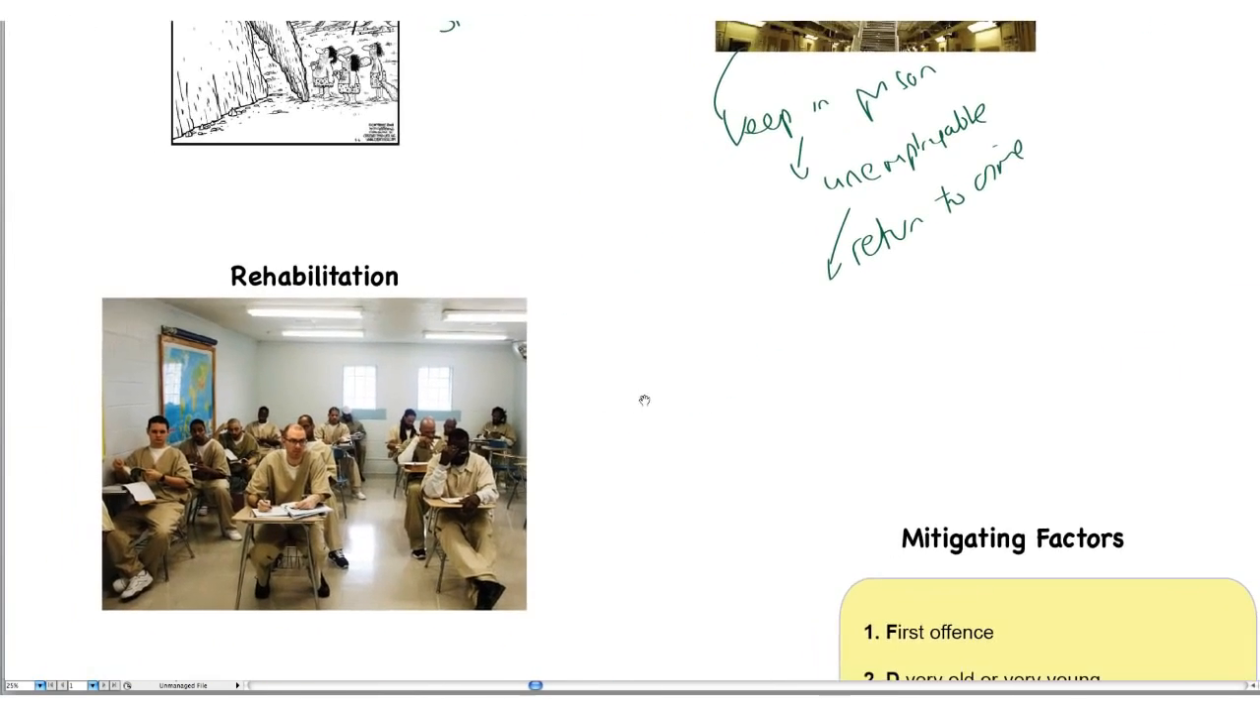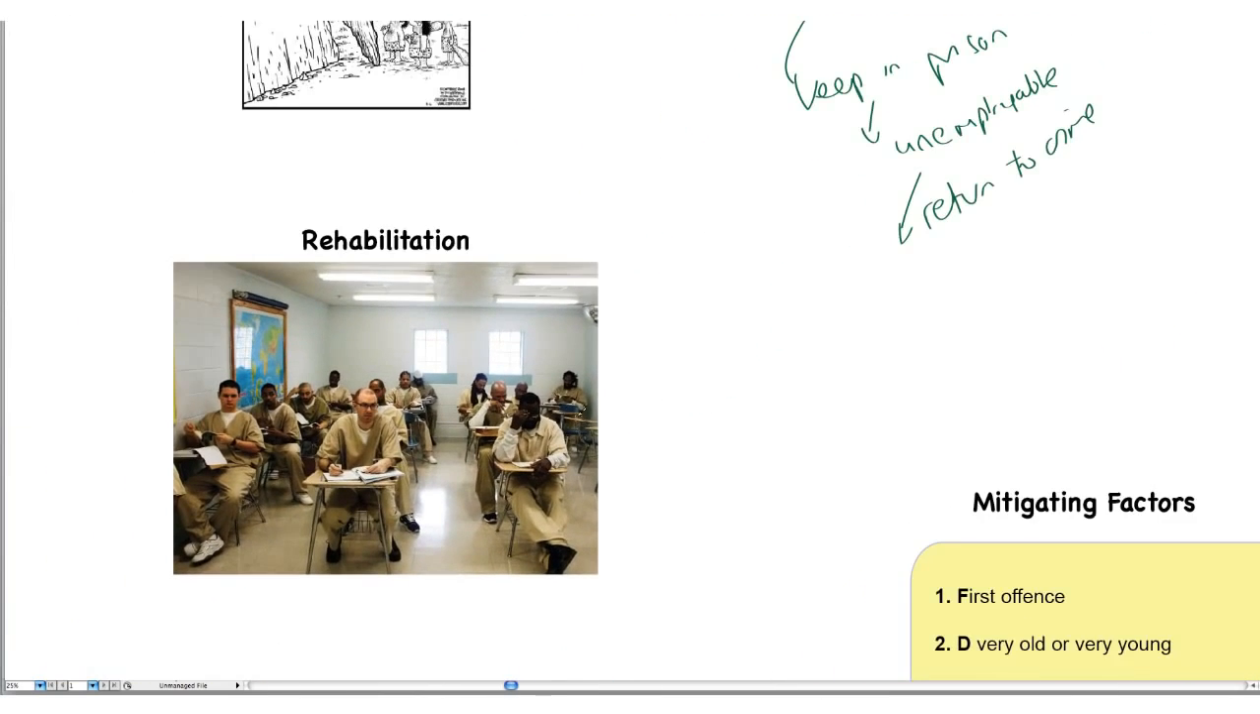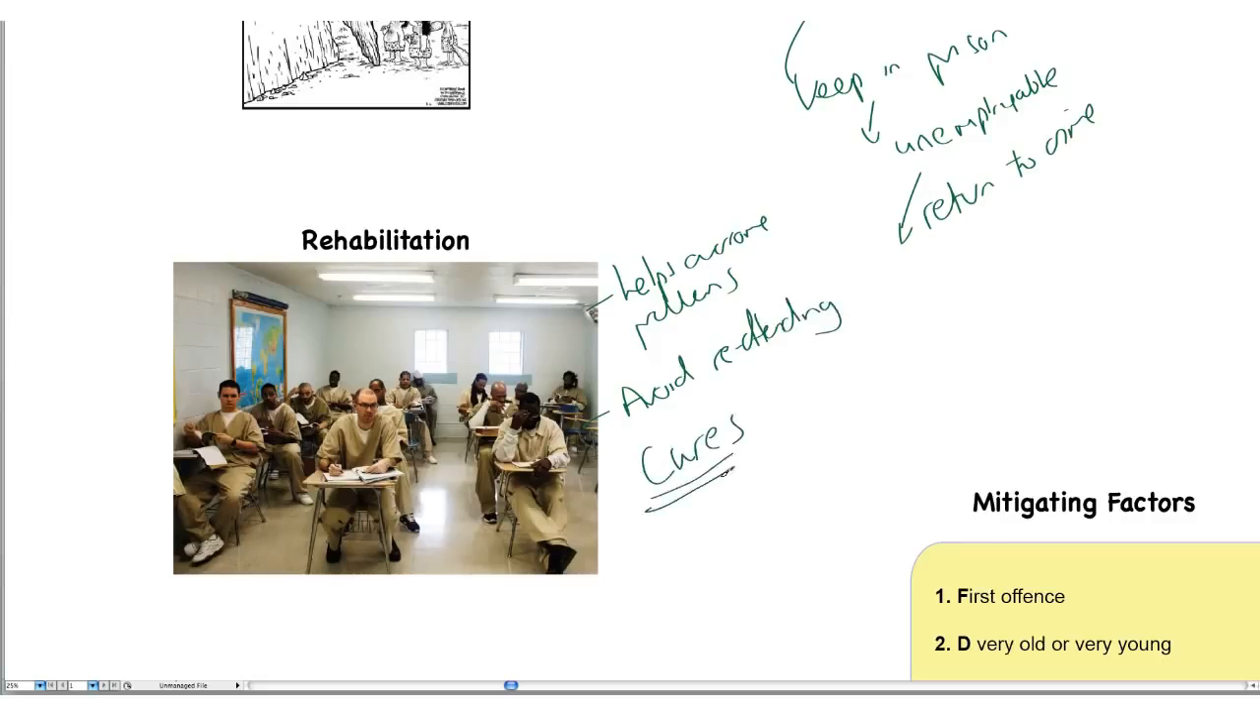And the final one that we're going to look at is rehabilitation. And this helps people to overcome problems. It helps them to avoid reoffending. And it tries to integrate people back into society. It tries effectively to cure the offender.